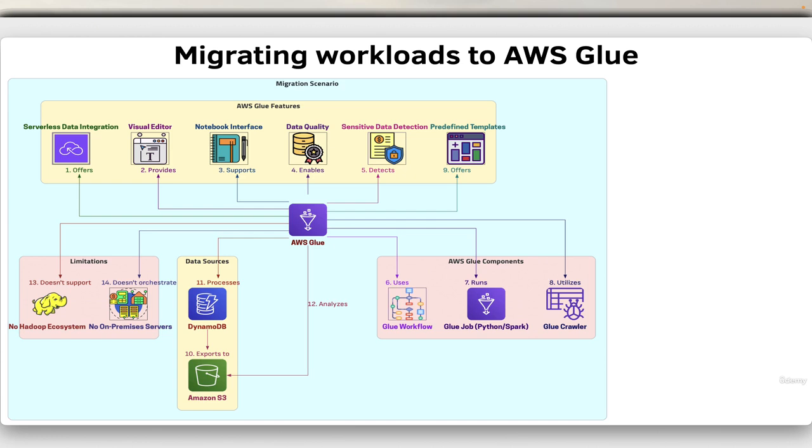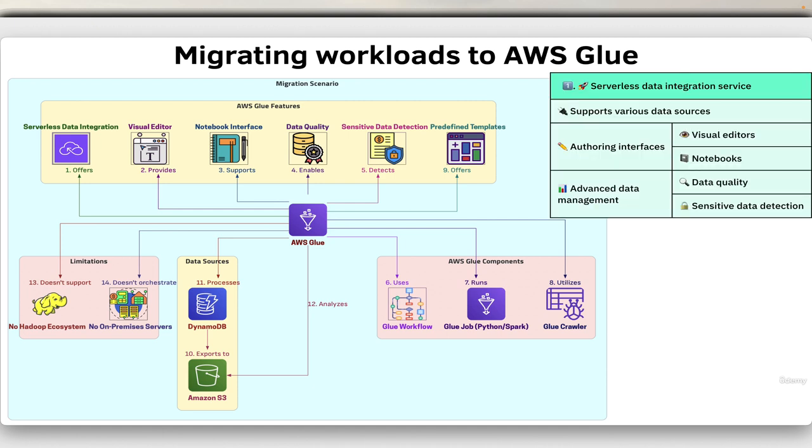So first is migrating workloads to AWS Glue. We'll go to the first alternative, Glue. So, how to migrate from Data Pipeline to AWS Glue. First, you should migrate if you are looking for a serverless data integration service that supports various data sources. Authoring interfaces include visual editors and notebooks, and advanced data management capabilities such as data quality and sensitive data detection.